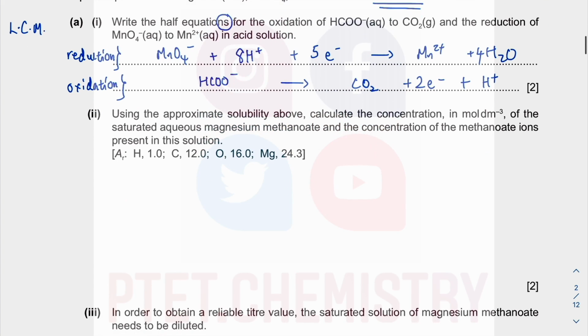Alright? So this kind of paper 5 common stuff is always about making a stock solution or dilution. So here, well, it's not a dilution question. It's not a making a stock solution question. It's basically a calculation question. You want it in mole per dm cube for the saturated aqueous magnesium metanoate, and the metanoate ions present in this solution. So be very careful there. There are 2 things there.